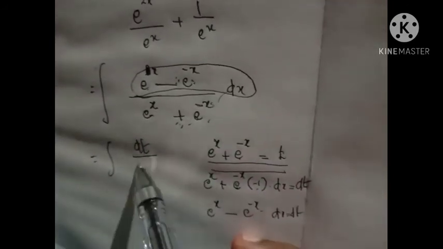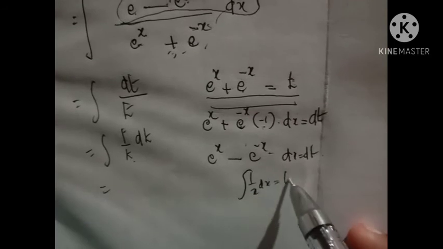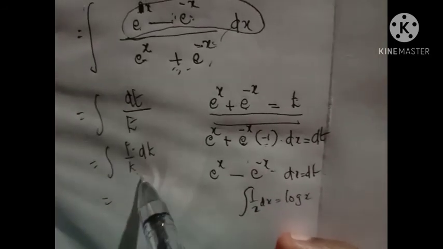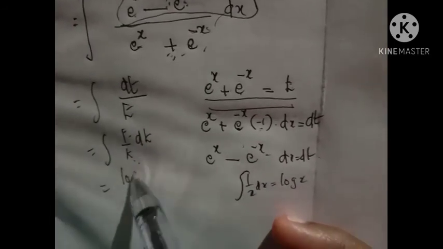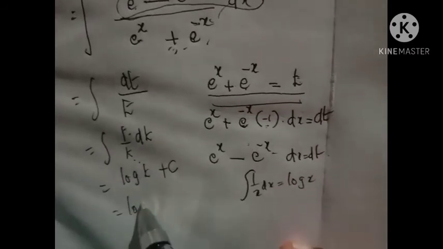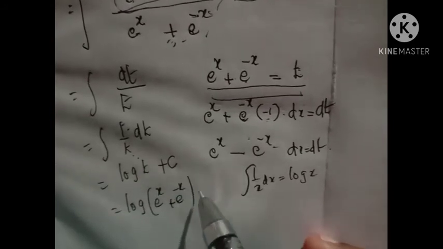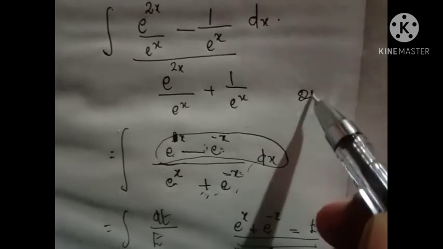That is t. So it is of the form integral 1 by t dt. Now what is integration of 1 by t? Integral of 1 by x dx is log x. So integral of 1 by t with respect to t is log t plus integration constant c. Now t is e raised to x plus e raised to minus x, plus c. Okay. You can do the next problem, question number 20, in the same manner.